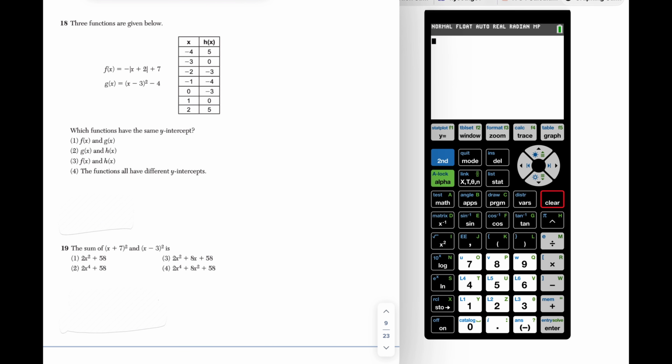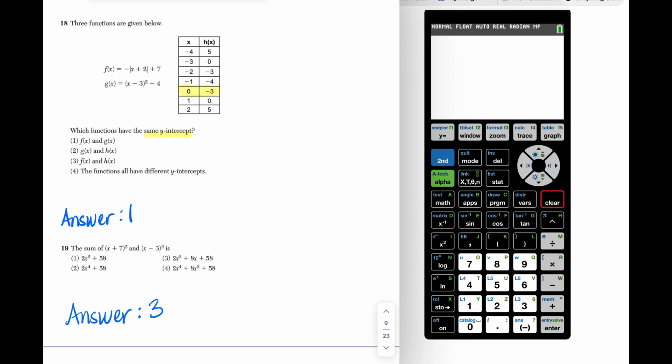Let's look at the answers for 18 and 19. We have 1 for 18 and 3 for 19. Let's go through number 18 together. We have 3 functions, and they're asking us which functions have the same y-intercept. Now, here, at least, the good thing is we can see the y-intercept pretty well in this one. When x is 0, we know y is -3.